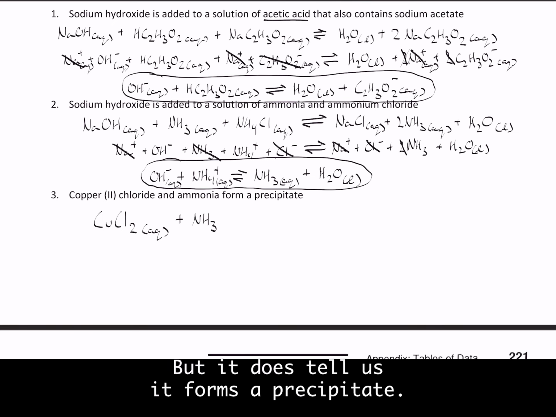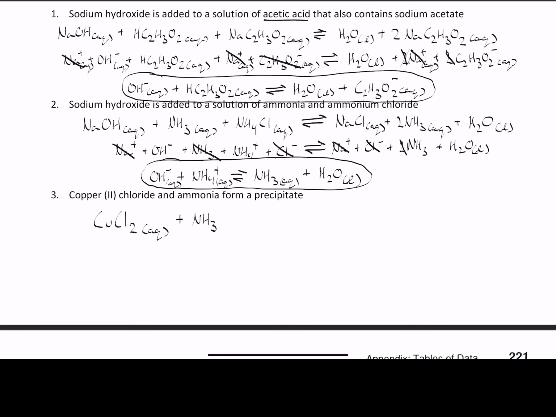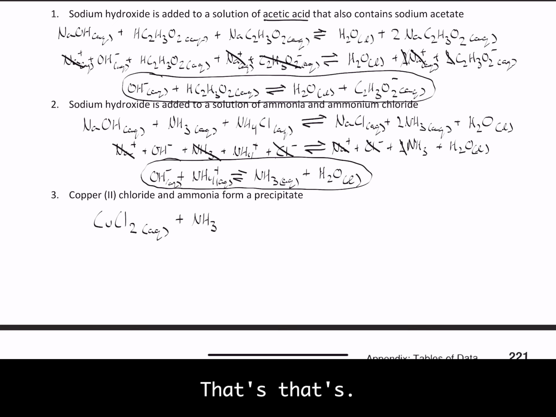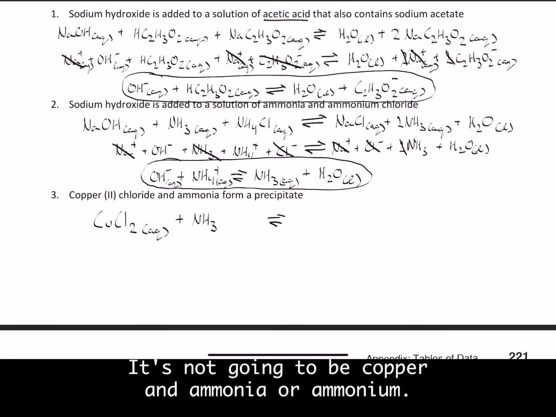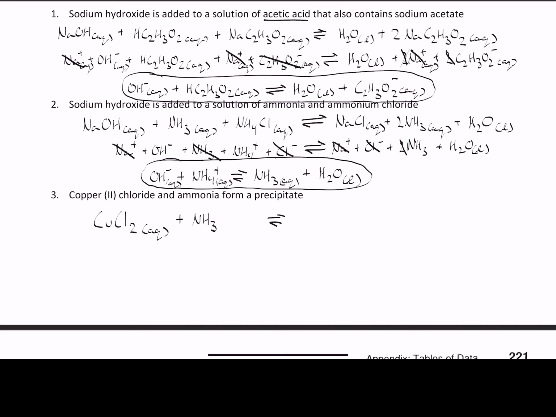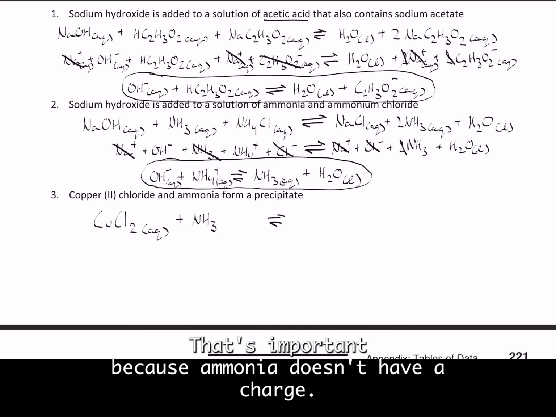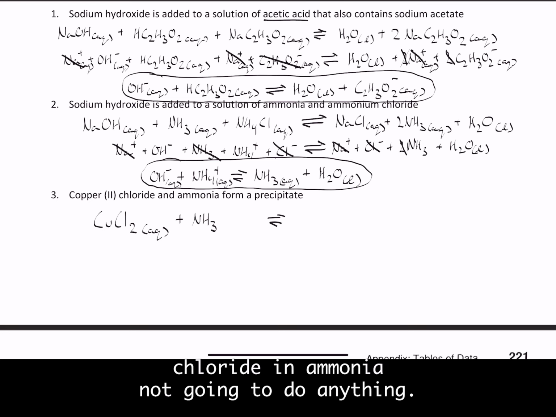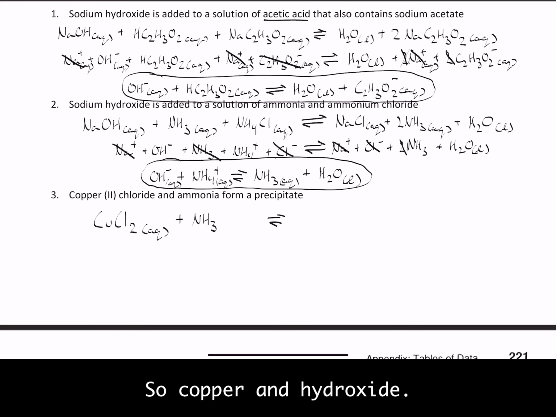But it does tell us it forms a precipitate. Any guesses as to what that precipitate is? It's not going to be copper and ammonium, because ammonia doesn't have a charge, so if anything, it could be a complex ion. Chloride and ammonia, not going to do anything, so copper and hydroxide, so we have to add water.